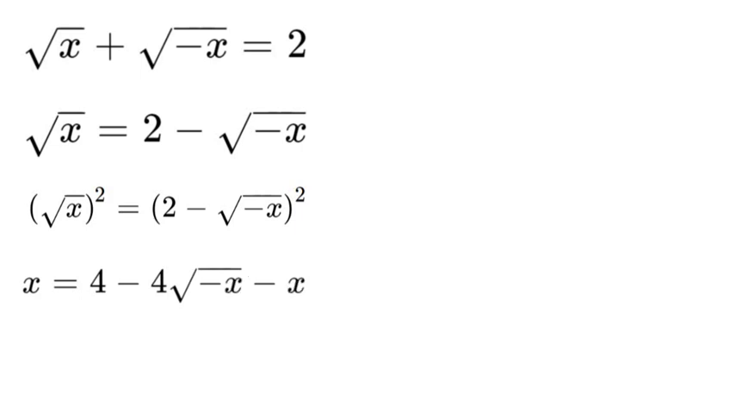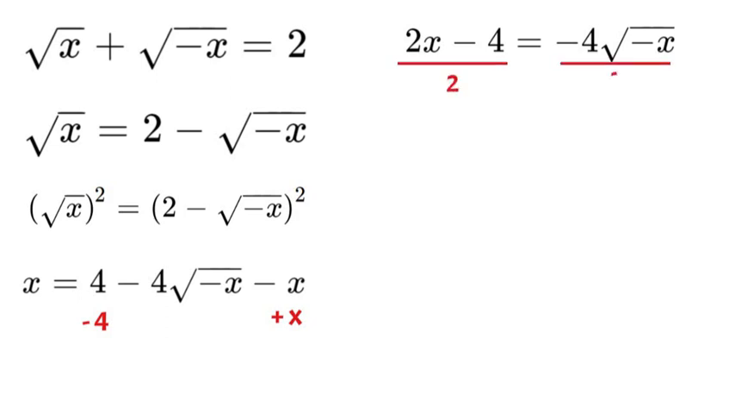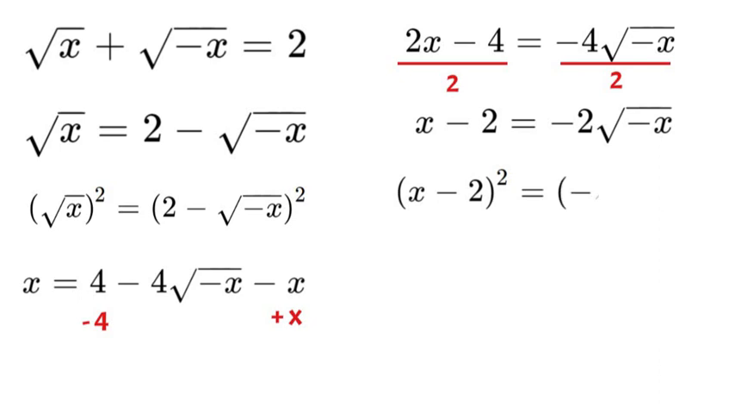So that'll leave us with x is equal to 4 minus 4 times the square root of negative x, minus x. Now we're going to subtract 4 and add x from the right side. We'll move that over to the left. So we'll have 2x minus 4 is equal to negative 4 times the square root of negative x. Now we can divide both sides by 2, like so, and then we'll be left with x minus 2 is equal to negative 2 times the square root of negative x. Now we're going to square both sides again, to get rid of these roots.